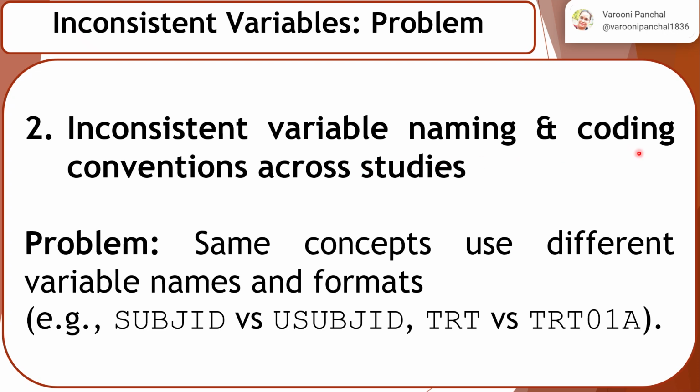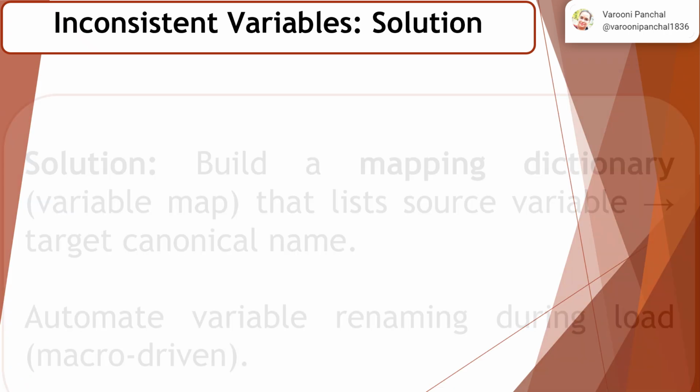Inconsistent variable naming and coding conventions across studies. That is the problem. The same concepts use different variable names and formats. Say, for example, in one study it is subject ID versus unique subject ID. The same with treatment: it is TRT, whereas in another study it is TRT01A. So there is no consistency in the variable naming and coding conventions. This is mostly the common problem that you will see while combining multiple studies into one ISS and ISE. So let's go through its solution.